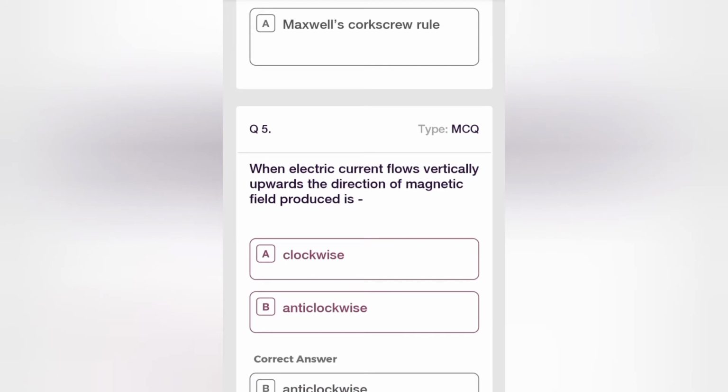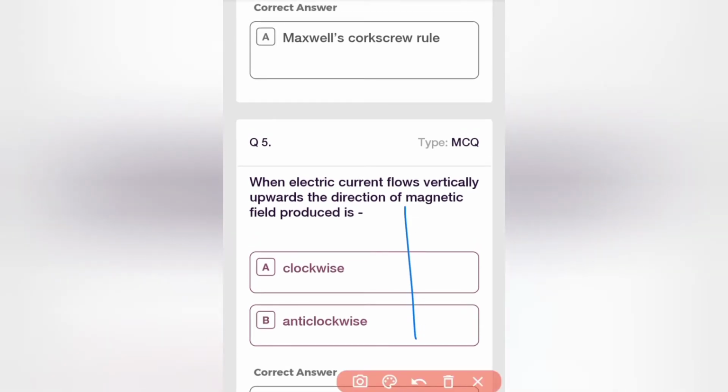When electric current flows vertically upwards, the direction of the magnetic field produced is anti-clockwise. You know that? Suppose the current is flowing like this, in the upward direction, then the magnetic field direction will be anti-clockwise like this. Use your right hand thumb rule. We can observe very clearly that the thumb indicates the direction of the current and the remaining four fingers represent the direction of magnetic field. It is anti-clockwise. So option B is the correct answer.